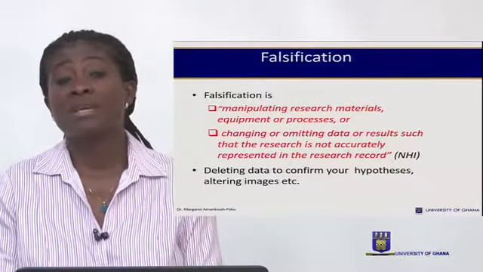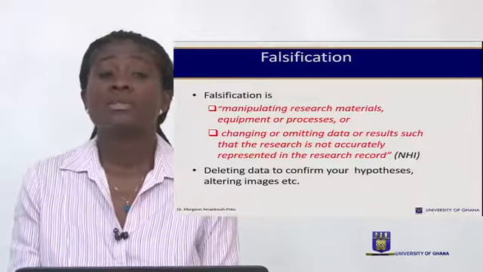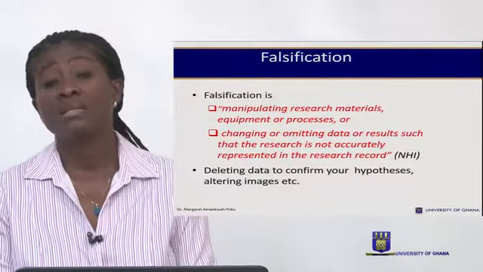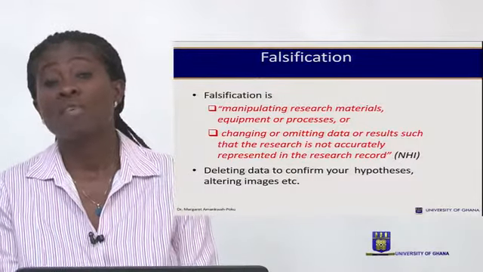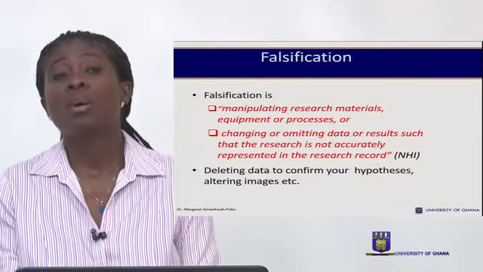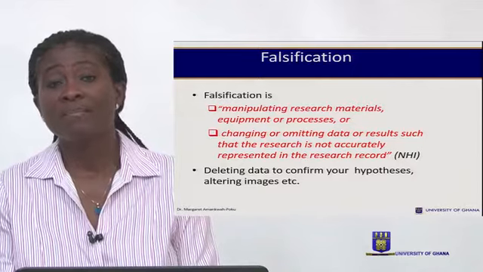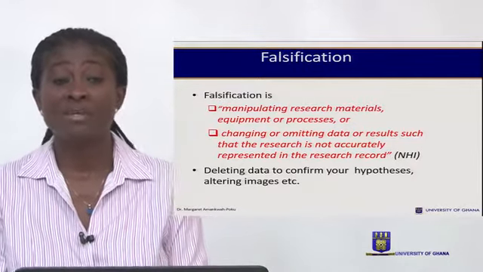The second one is falsification, which is manipulating research materials, equipment, or processes, or changing or omitting data or results such that the research is not accurately represented in the research records. Sometimes researchers will delete data just to be able to confirm their hypothesis, or they will add more to it. So just falsifying whatever information they obtain, and this again results in scientific misconduct.